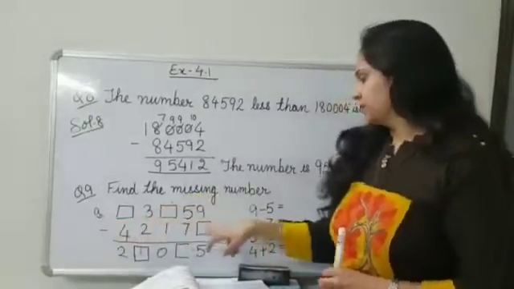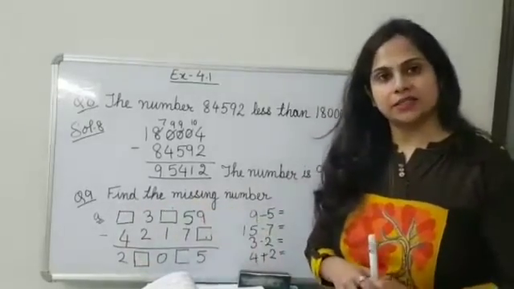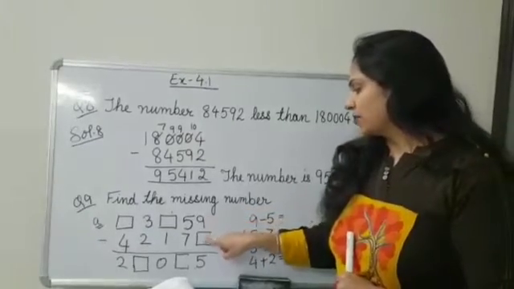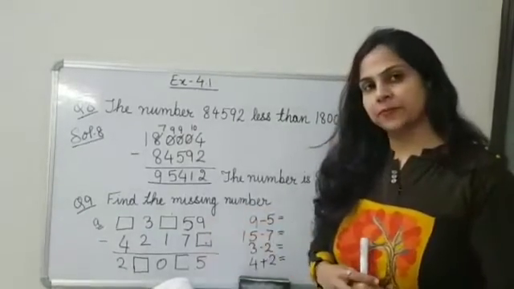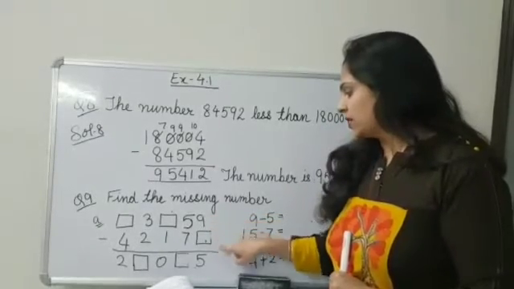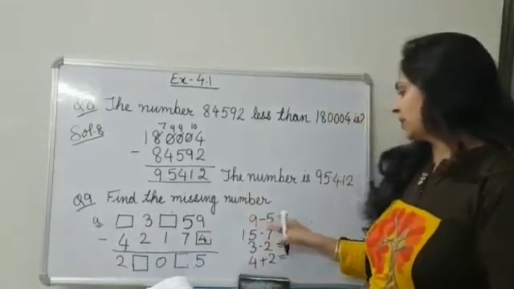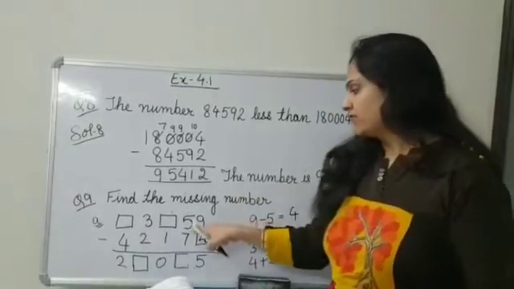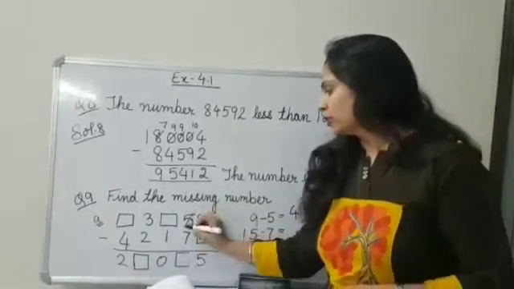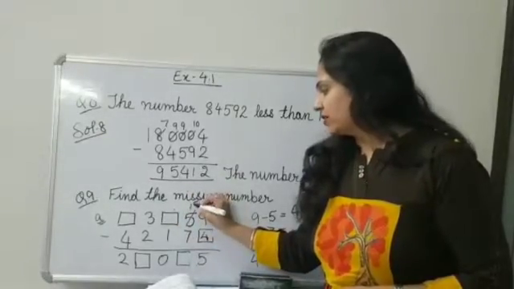Now question number 9 is, find the missing number. A part, few boxes are given and we have to find the answers. So let's continue. First of all, 9 minus which number is 5? 9 minus 5 is 4. We will write 4 over here. Here 5 minus 7. We cannot do. We have to borrow. So we will borrow. But we don't know this number. Don't worry.